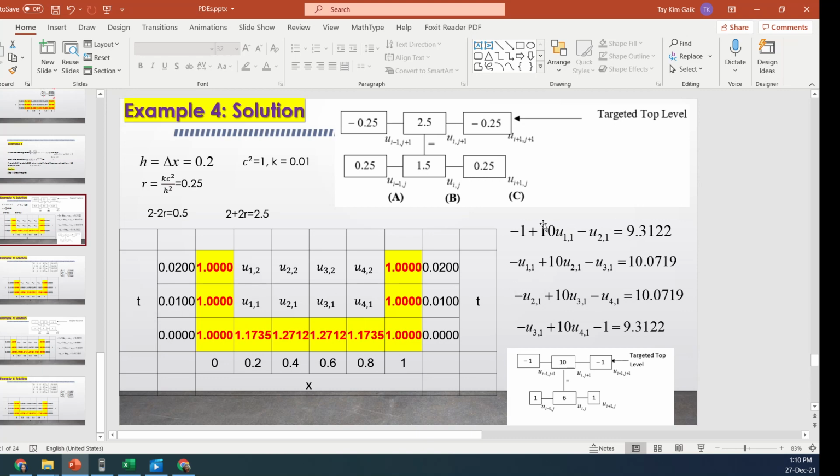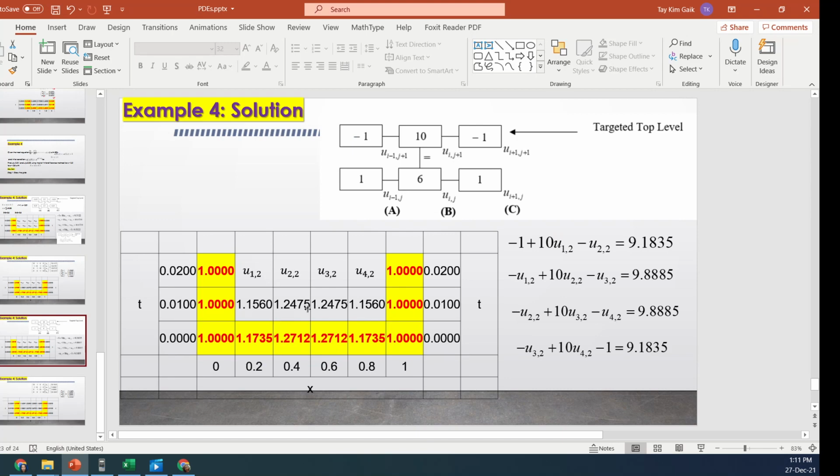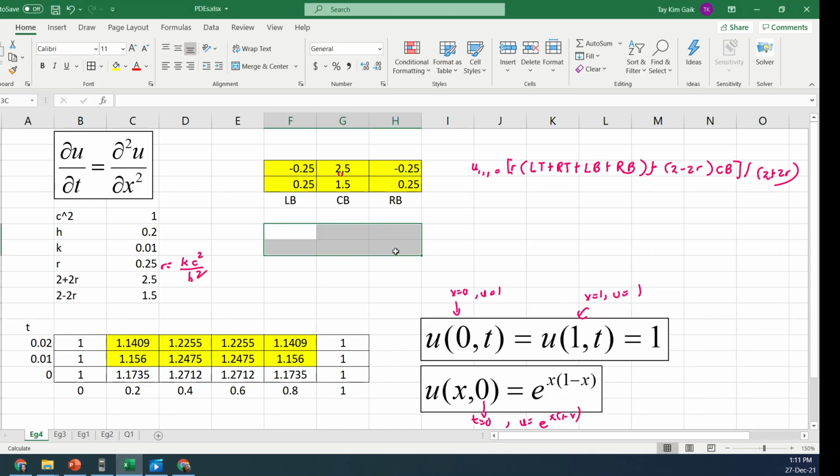So for level 1, you form 4 simultaneous linear equations. Then you solve them, and you get the result here. After you obtain the first level, you apply the molecule. Now you have this molecule, which compared to just now, I just divided by R, because you got the coefficients of 1 and negative 1.